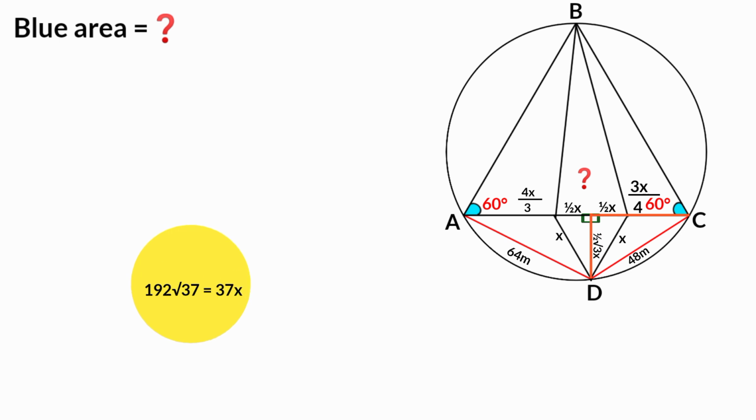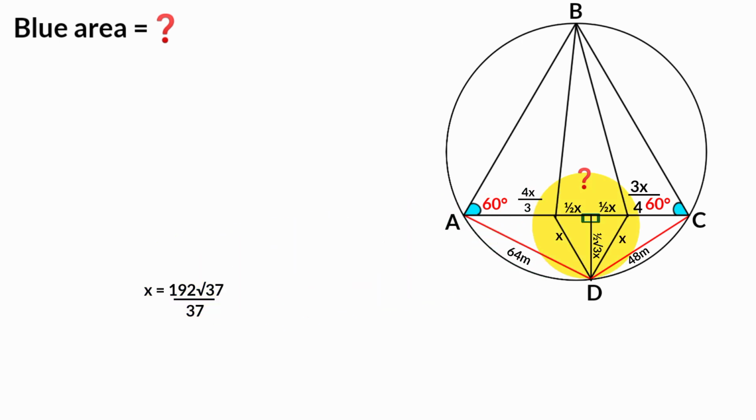So 192 root 37 equal to 37x. Divide both sides by 37. Here 37 cancels 37, while here we just leave it that way. 192 root 37 over 37. So x equal to 192 root 37 over 37.